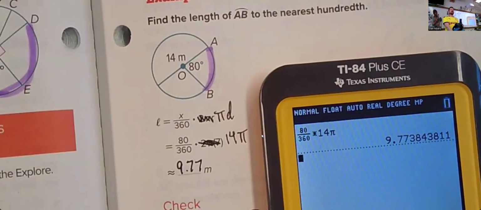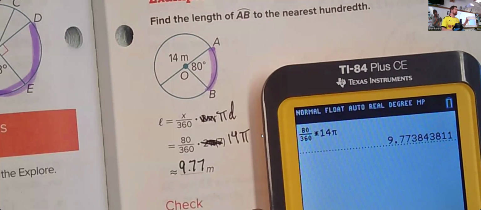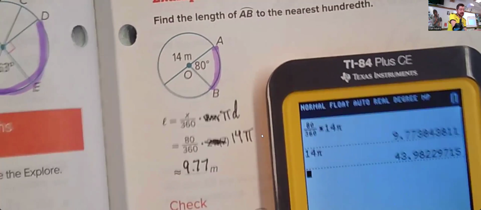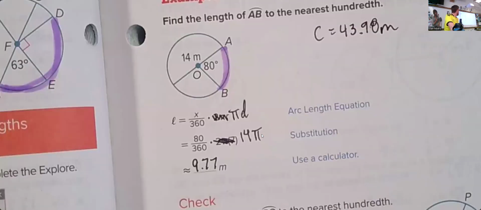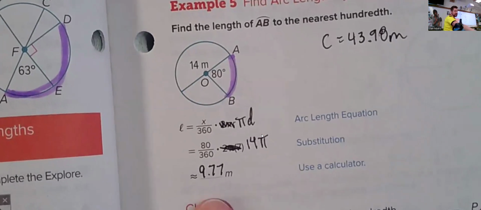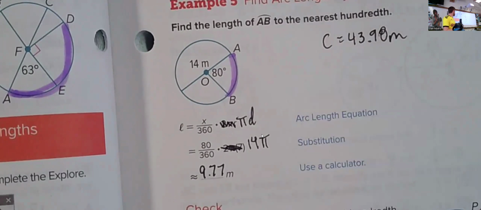Now, I'm going to break this down a little bit more, at least for this first problem, because I do want to show you exactly what's happening with all these calculations. If we're talking about the circumference entirely, the circumference is 14 pi, which is about 43.98 meters. So C, circumference, is about 43.98 meters. Out of that 43.98, the length of AB is 9.77 of that amount.